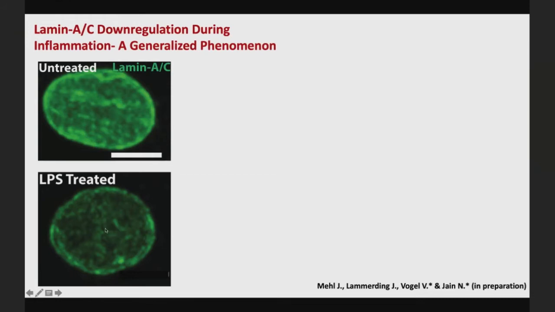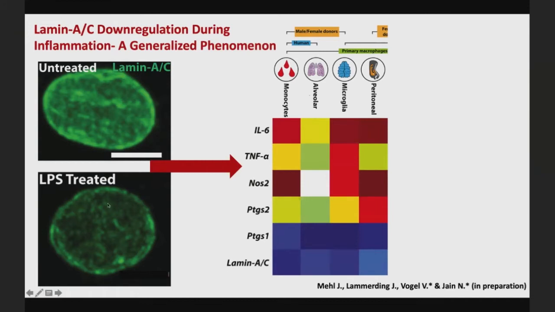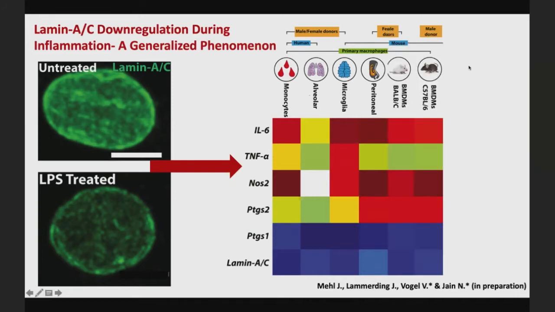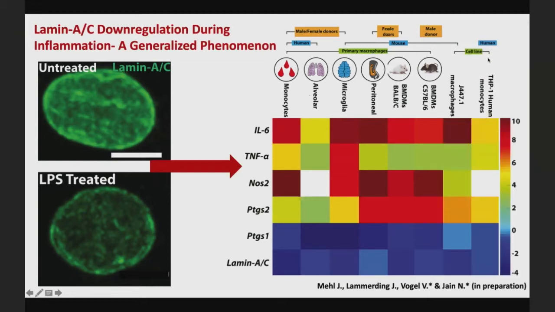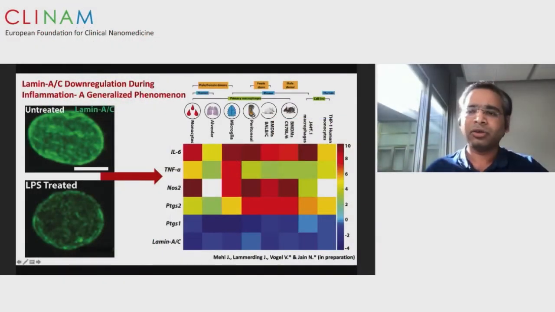lower levels of Lamin. And this observation was not only specific to bone marrow-derived macrophages, but to any tissue-resident macrophage. If you take alveolar, microglia, or peritoneal macrophages, and you activate them, there is an increase in pro-inflammatory genes, but a significant reduction in the levels of Lamin. The observation is also independent of the strain of the mice, whether it's C57 or BALB/c. It's also independent of whether you are using human or mouse macrophages, cell lines, or primary cells, showing that this observation is pretty generalizable.